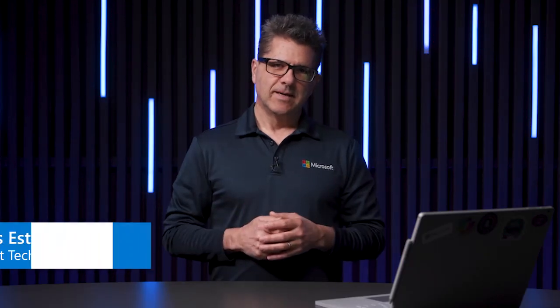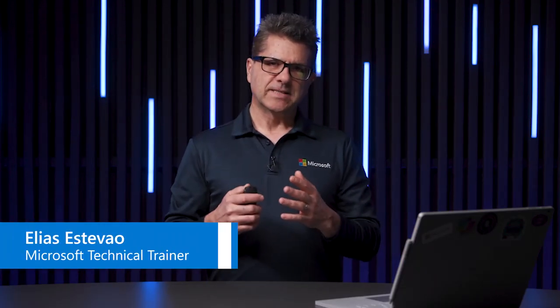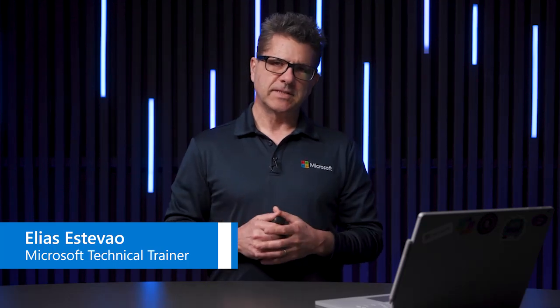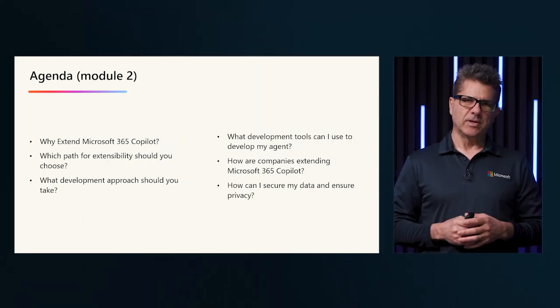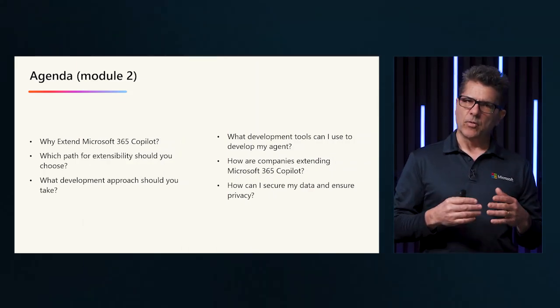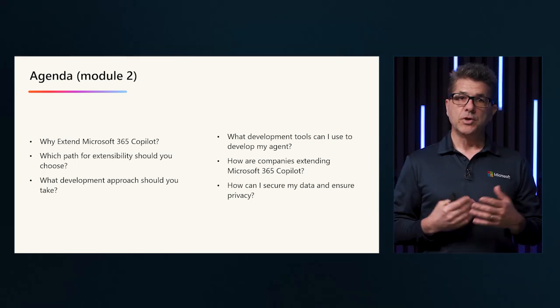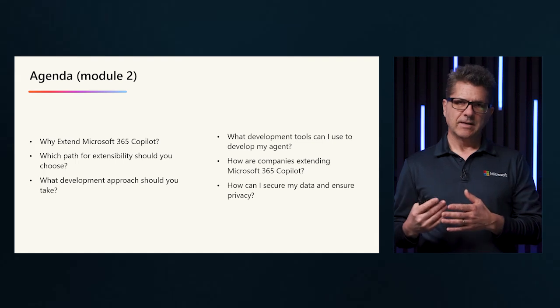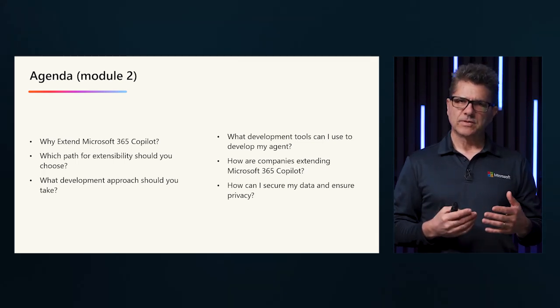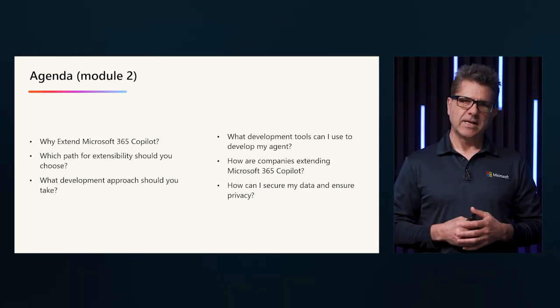Welcome back. In this module, we will discuss choosing a Microsoft 365 extensibility development path. We indicated that I can have a very low customization or high customization. So let's talk about why the extensibility for Copilot, which path of the extensibility we should choose, the development approach that we should take, and also, let's talk about the tools. Which tools will be best for my agent?